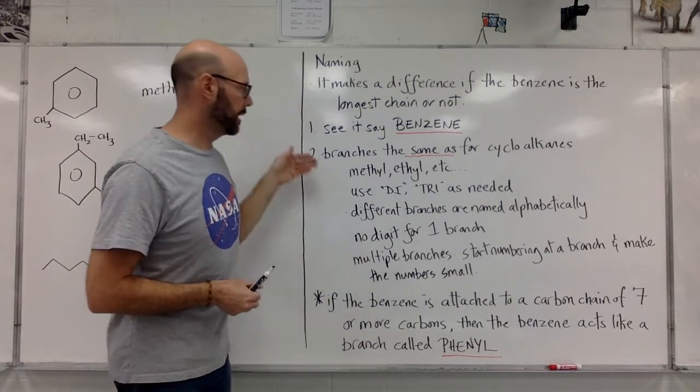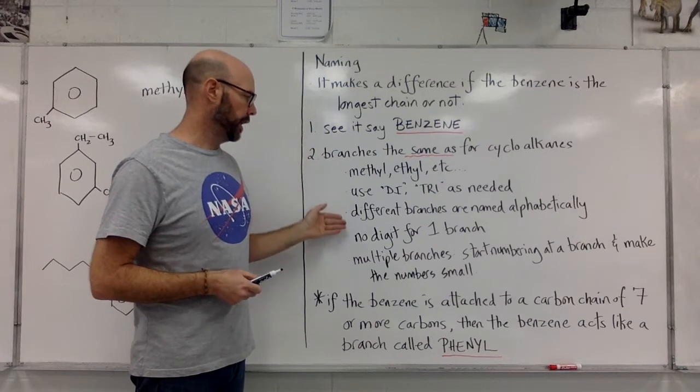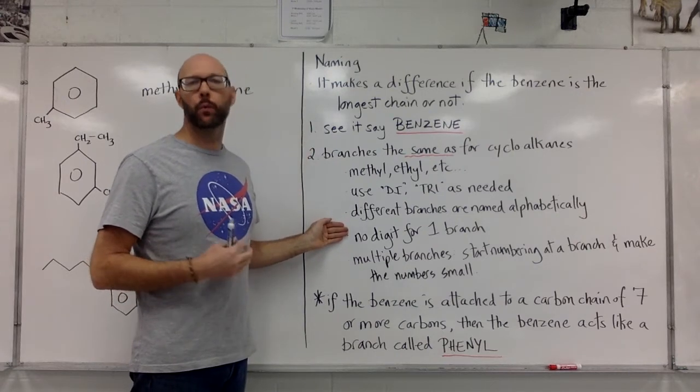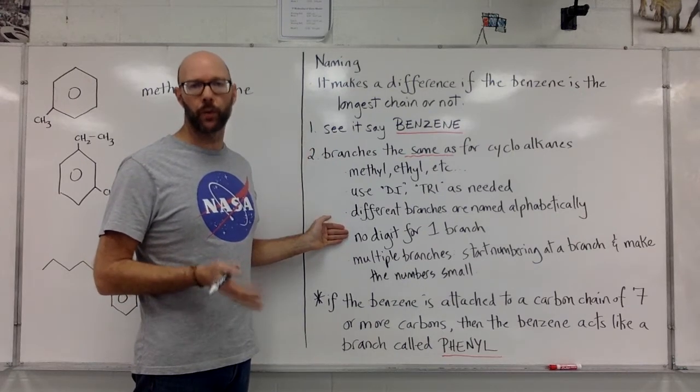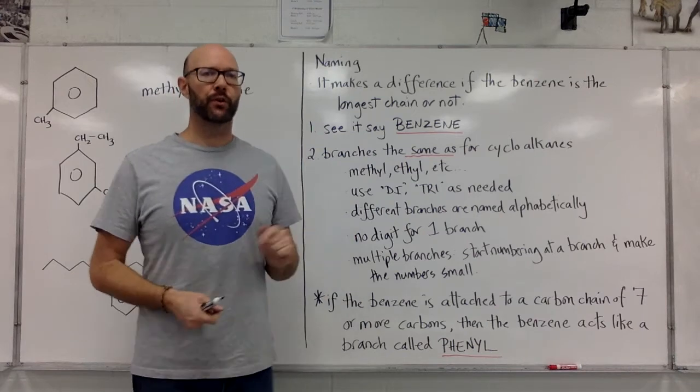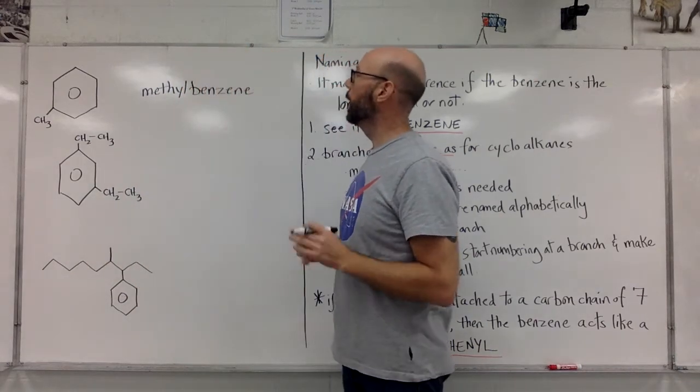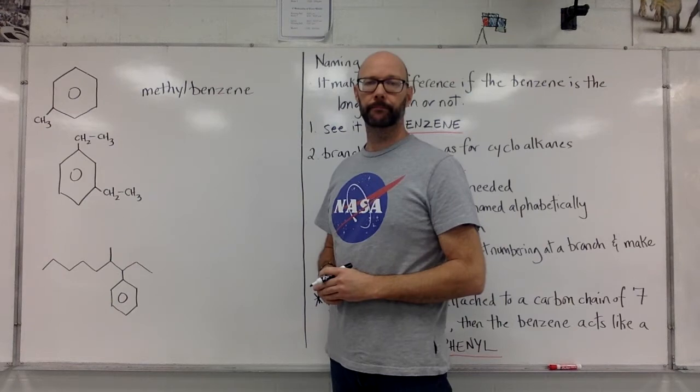Because we're following the same rules as for cycloalkanes, if there is only one branch, we're not going to use a number to show that branch's location. So this first example is only methylbenzene.